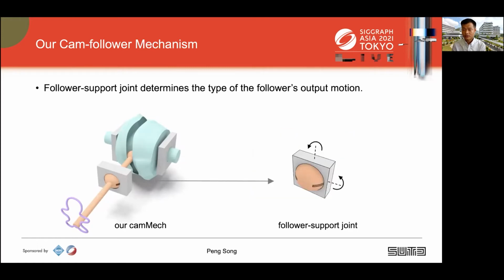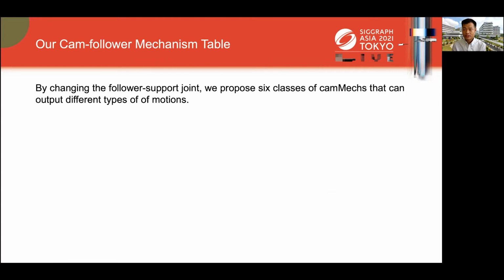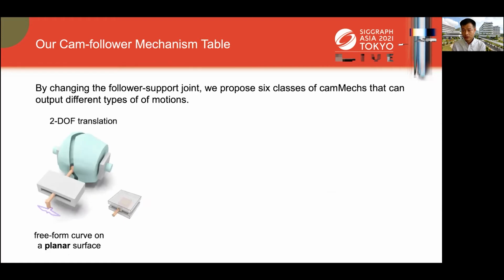In our CamMech, the follower support joint determines the type of the follower's output motion. In this example, the follower support joint is a modified ball joint. Hence, the follower can output 2 degrees of freedom rotational motion. By changing the follower support joint, we propose 6 classes of CamMechs that can output different types of motions. The first class can output 2 degrees of freedom translation by using a sliding joint. The generated path can be any freeform curve on a planar surface.